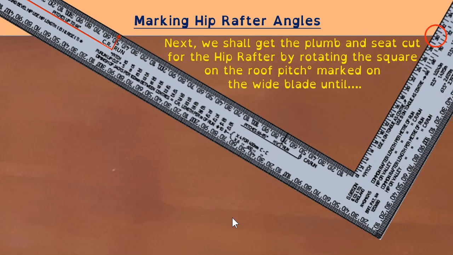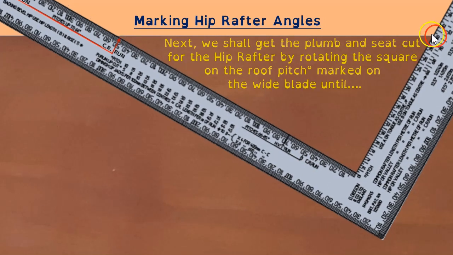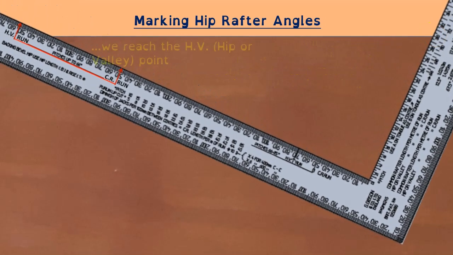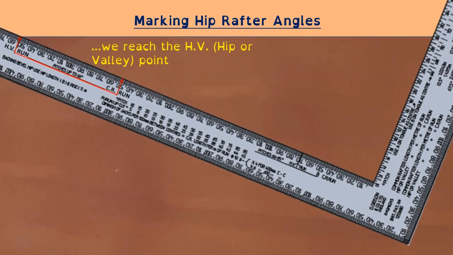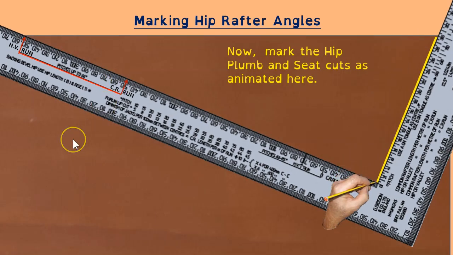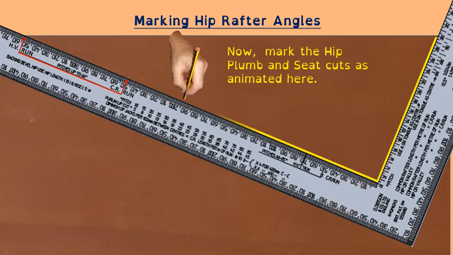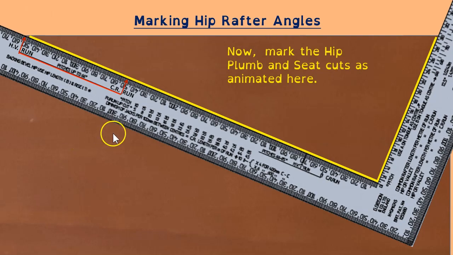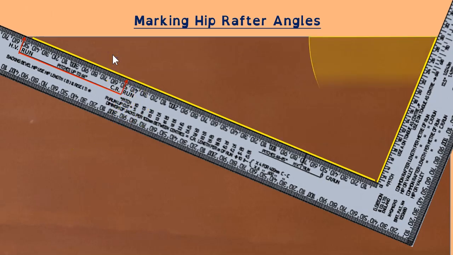Next we shall get the plumb and seat cut for the hip rafter by rotating on this point here. So we're holding at the pitch of the roof here, and now we're rotating down to the H and V point over here. Now, of course, when you go from the H and V point, we're not drawing a 30-degree line here. It's only from the common rafter run that you get a 30-degree line. So here we are now drawing the plumb cut and seat cut for the hip rafter for a 30-degree roof. And obviously this pitch then is lower than 30 degrees because it's the pitch of the hip rafter.